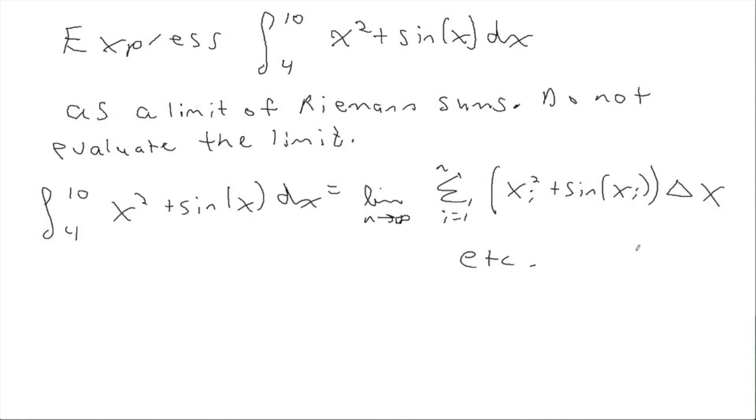So one point is, what does xi stand for here? A sample point of the ith rectangle. And what does this term stand for? That's the function. So that's the height of the ith rectangle. And what's this stand for? The width of the ith rectangle. Or of any rectangle. That's right. So what does this term stand for? The area of the ith rectangle. That's right. That's the area of the ith rectangle.